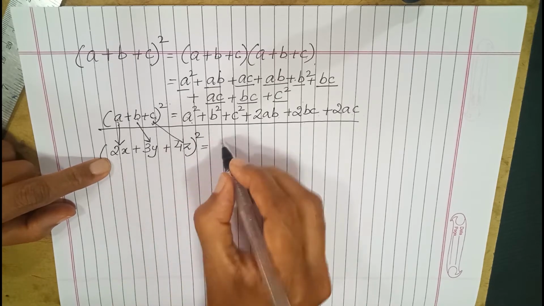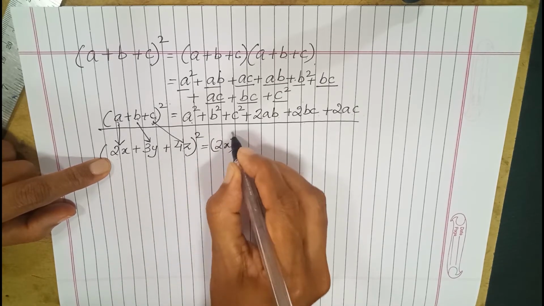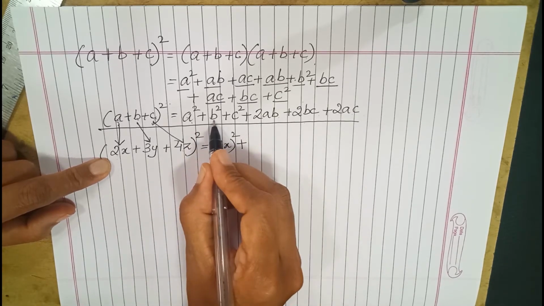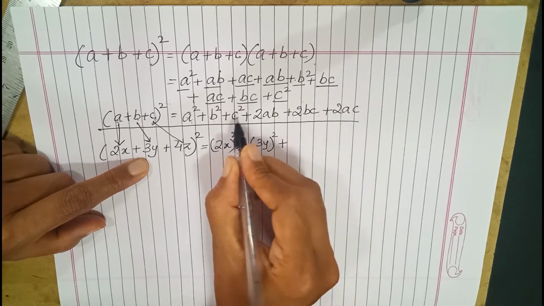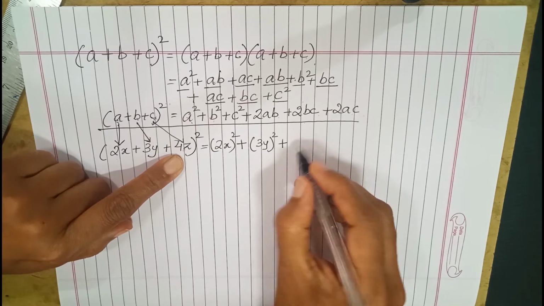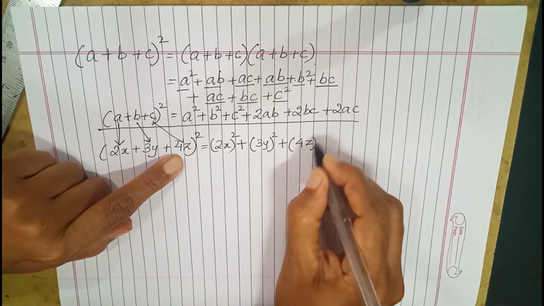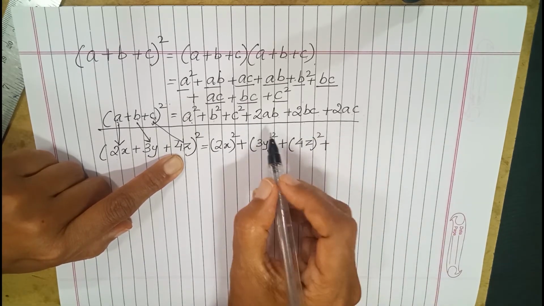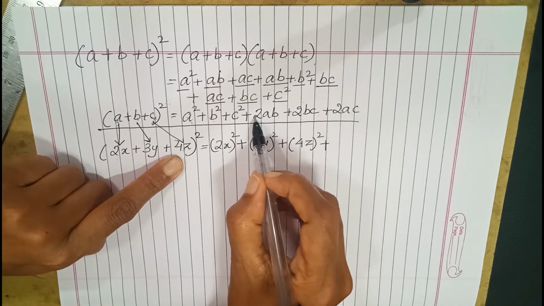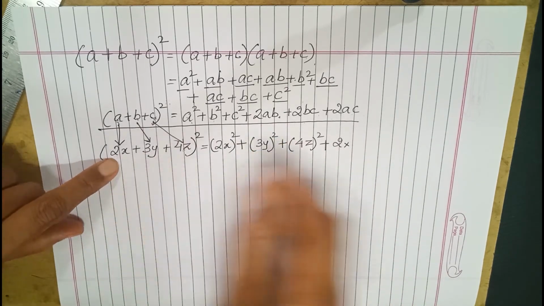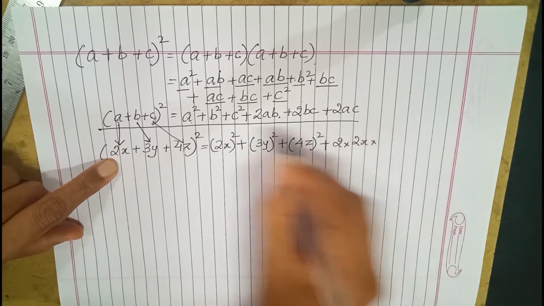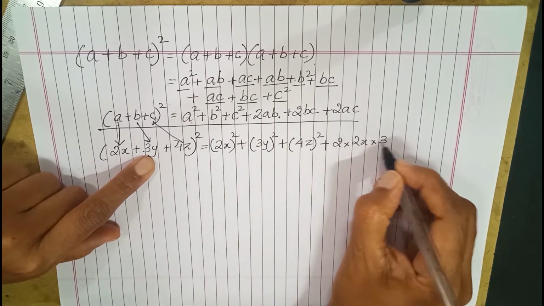A square. So a square is nothing but (2x) the whole square. Second one is b square. B square is (3y) the whole square. And c square. C square is nothing but (4z) the whole square plus. Now what is the next term? 2 into a into b. So 2 into a. What is a? 2x into b. What is b? 3y.